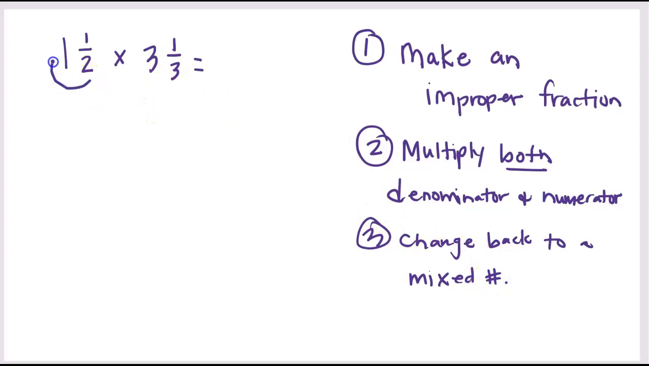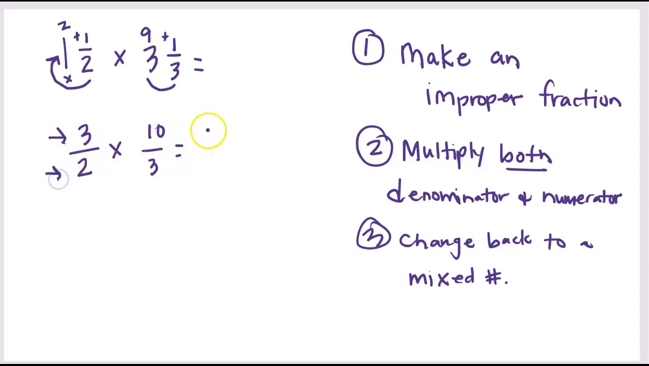So what is 2 times 1? It's 2. Then I add that numerator, which makes it 3. I keep the denominator of 2, so 3 over 2, times, what is 3 times 3? That is 9, plus 1 is 10 over 3. Then I multiply straight across. 3 times 10 is 30. 2 times 3 is 6.